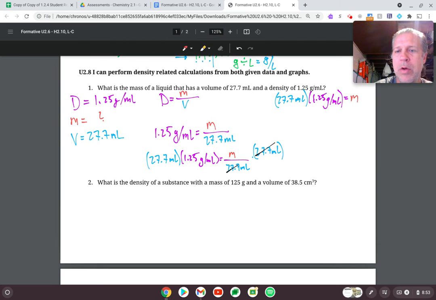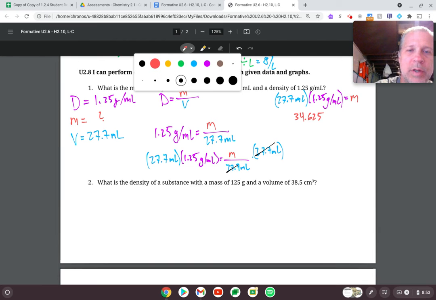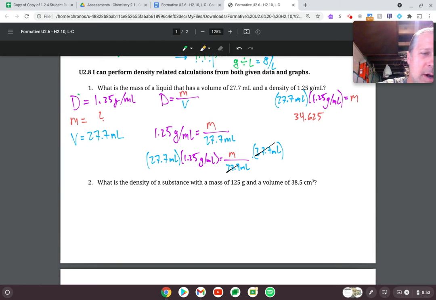So when I plug that into the calculator, it gives me an answer of 34.625. Now, again, we have to go back and assess significant figures. Because there's a decimal in the density, I'm going to draw an arrow pointing to the right, and I count 1, 2, 3, and I see that there's 3 sig figs. For the volume, there's also a decimal, so I'm going to draw an arrow pointing to the right and count 1, 2, 3, and there's 3 sig figs. So my answer needs to have 3 sig figs.